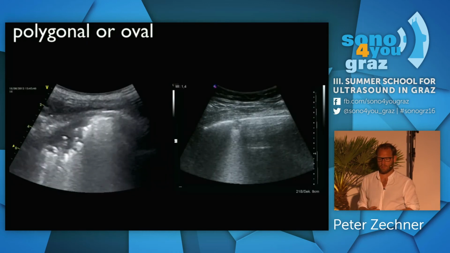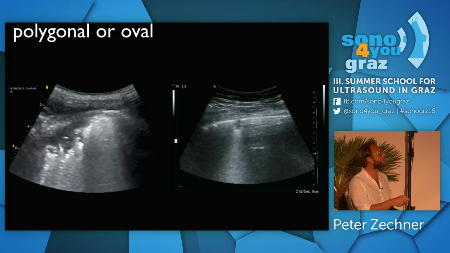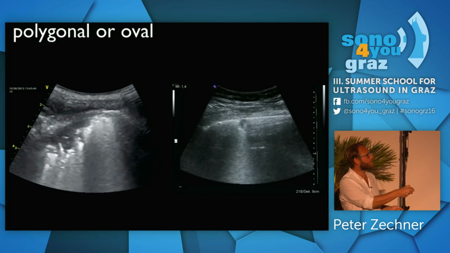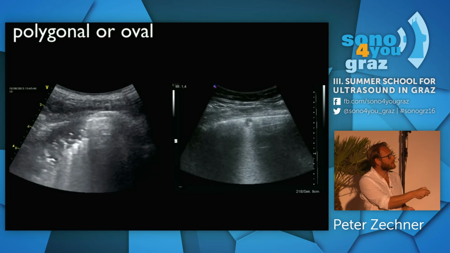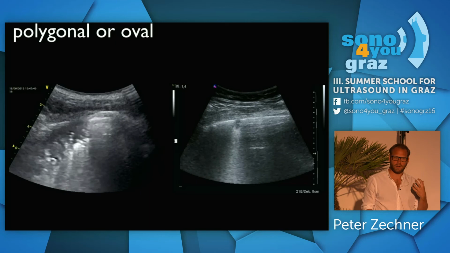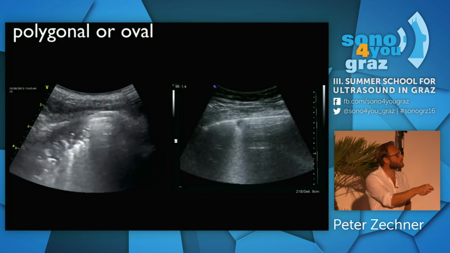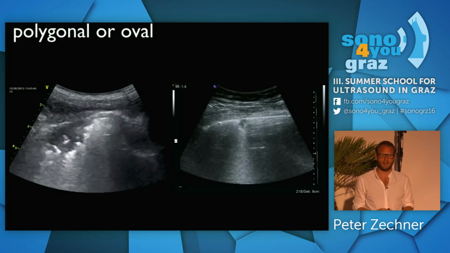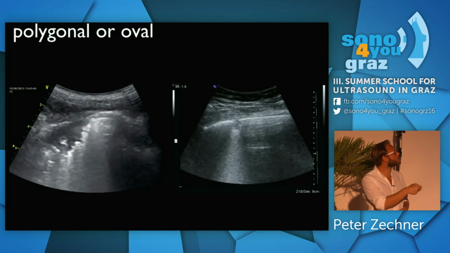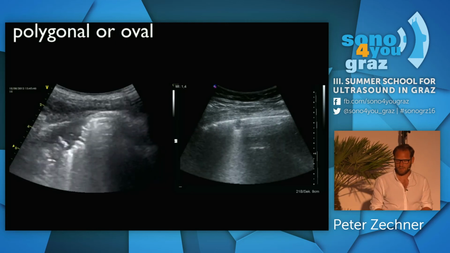The consolidations normally are polygonal or oval. In this case, polygonal, here oval. This is a very small consolidation, but also a consolidation. Here we've got the pleural line, and down there we can see an echo-poor region where the lung parenchyma can be seen. And here, for example, we do not see the lung parenchyma because the lung is filled with air, and we only see this small part. In this patient, we do see more of the lung parenchyma because we have a bigger consolidation.